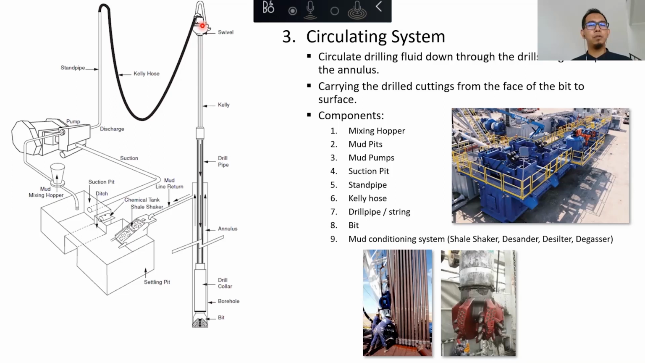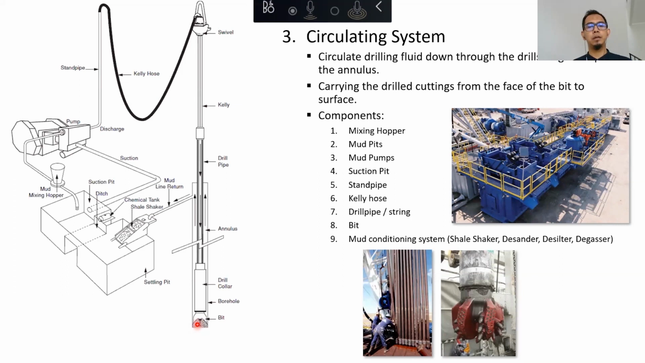whether it's a Kelly, if not, then it goes straight to the drill pipe. Then it might go to the drill collars and all the BHA, bottom hole assembly. And then it will be discharged at the end of the bit through the bit nozzles. And it will create a high pressure into the downhole, which hopefully dislodges the cuttings dismantled by the bit.